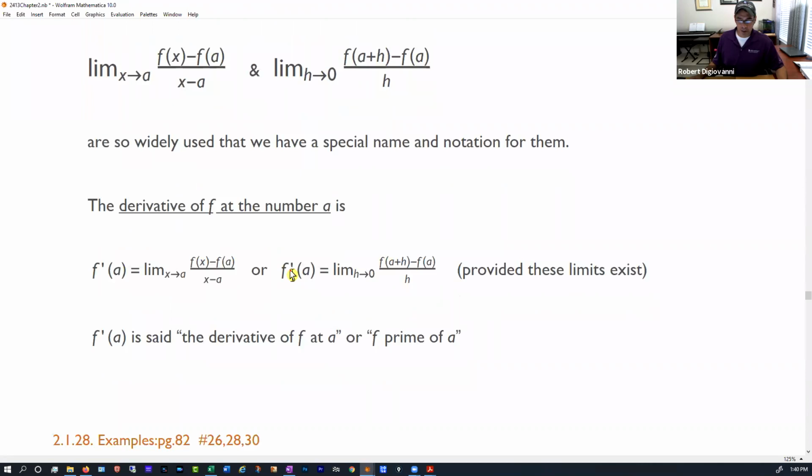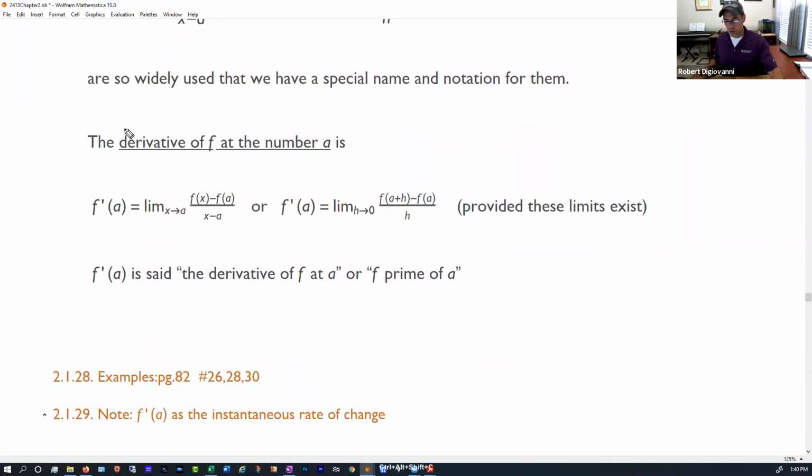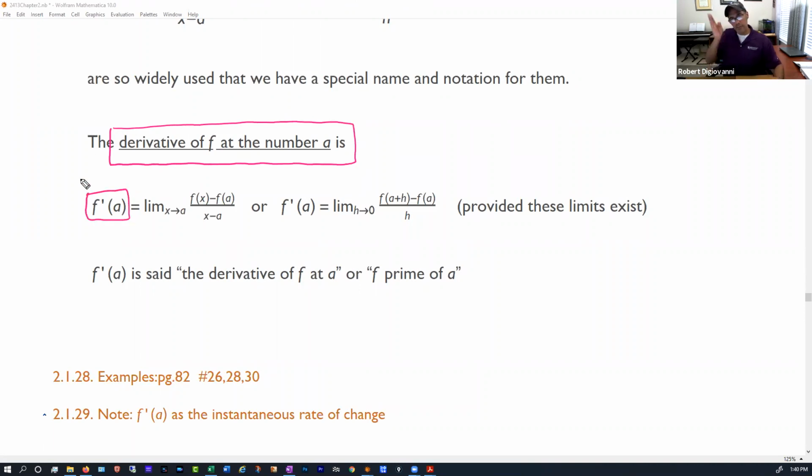So we have this new notation, okay? The derivative of a function f at the number a is written this way: f with a little, it's like an apostrophe, but it's really called a prime. f prime of a is defined to be that limit, or you could define it this way using the other limit. So we have two different limits that we can use. They both mean the same thing, and we call them the derivative of the function at a. So f prime of a is said to be the derivative of f at a.